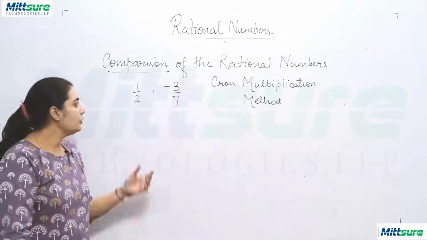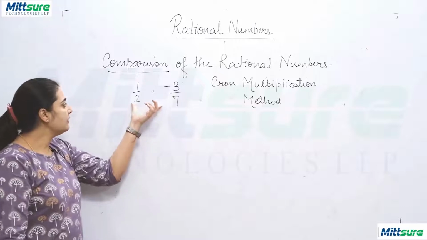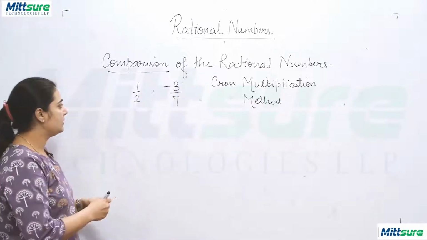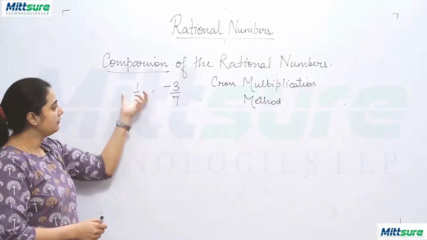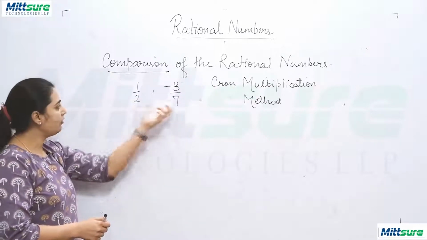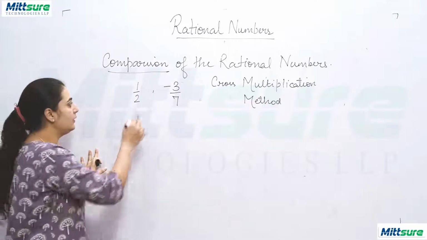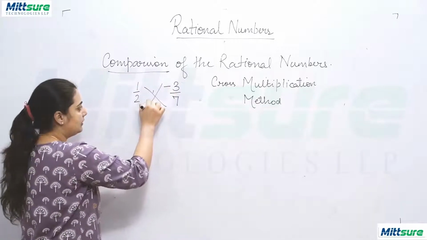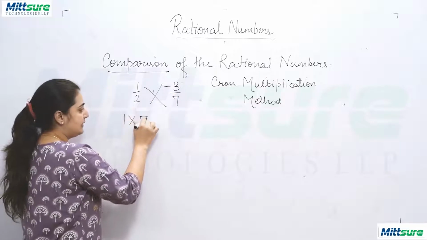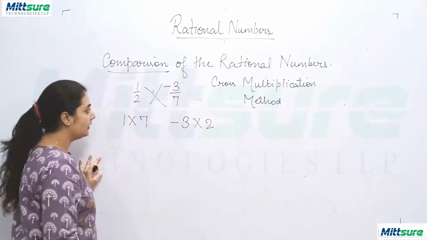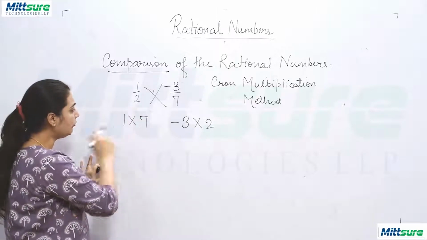Now, here we will be dealing with 1 upon 2 and minus 3 upon 7 with the cross multiplication method. Earlier we have done this with positive rational numbers. Now these are negative rational numbers, so we are following the same method. We will cross multiply the two: 1 multiplied by 7 and minus 3 multiplied by 2. Is it clear? Now look here.